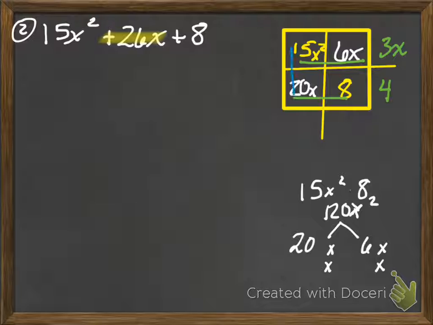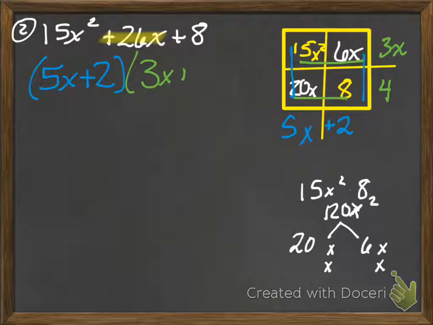So for our first column, 15 and 20 is 5, and then the x. And 6x and 8, 2. Again, farthest away is positive. So my two parentheses. And that's your answer. Oh, wrong tool.